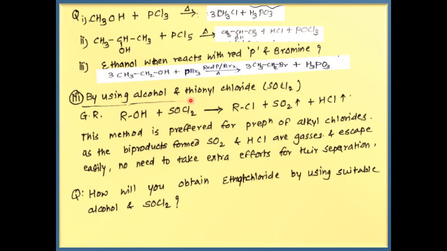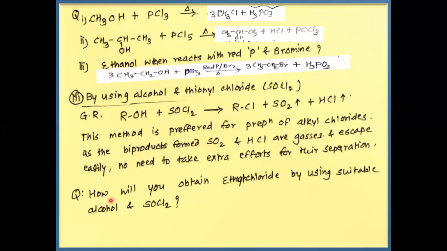So using alcohol and thionyl chloride, this general reaction: ROH plus SOCl2, thionyl chloride, gives alkyl chloride plus sulfur dioxide plus HCl. Now this method is suitable for preparation of alkyl chlorides, as the byproducts formed here are sulfur dioxide gas and hydrogen chloride gas. So they escape easily and we don't have to take extra effort for their separation.